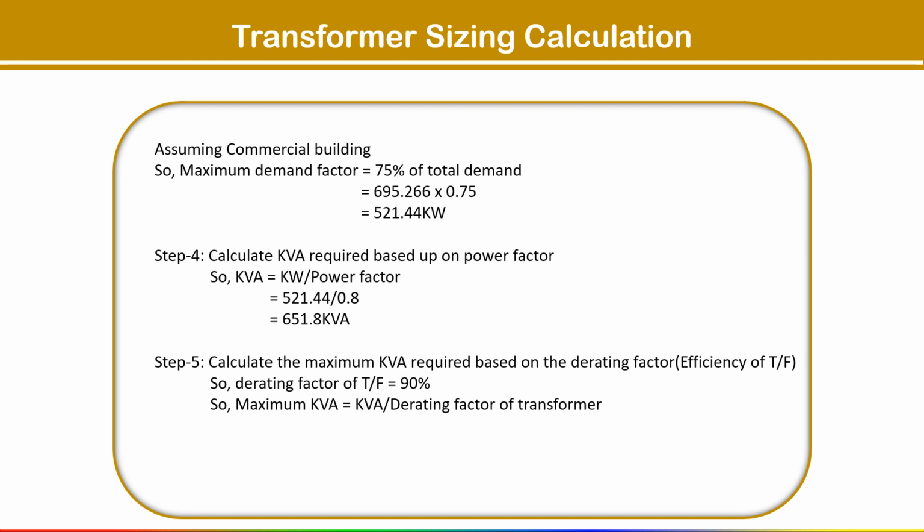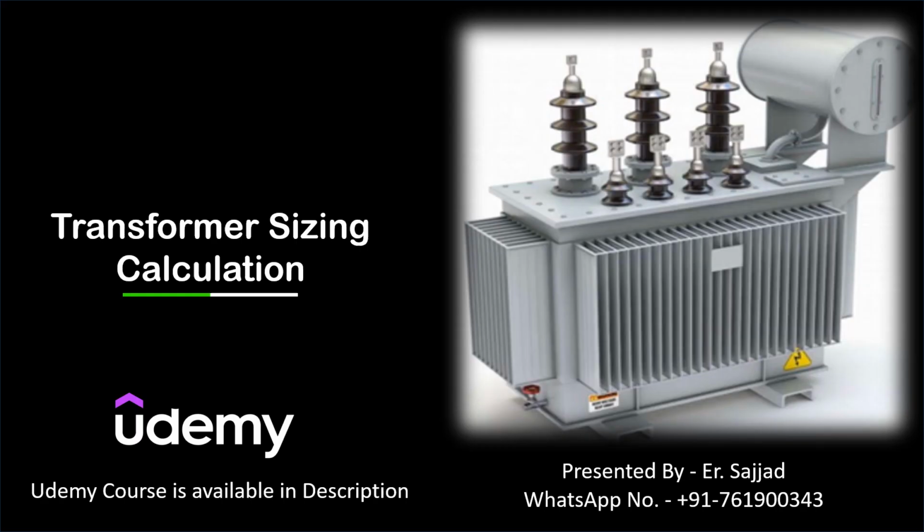As per that, what is the maximum kVA? Whatever maximum demand you have calculated in kilovolt ampere, divided by the derating factor of the transformer. Here you will get 724.22. This is your capacity of transformer, but we know that in the market we have some standard sizes of transformer, and maybe 724.22 is not available. So my proposed transformer is 1000 kVA. In this way we have to find out the capacity. I hope this is all about the transformer sizing calculation.